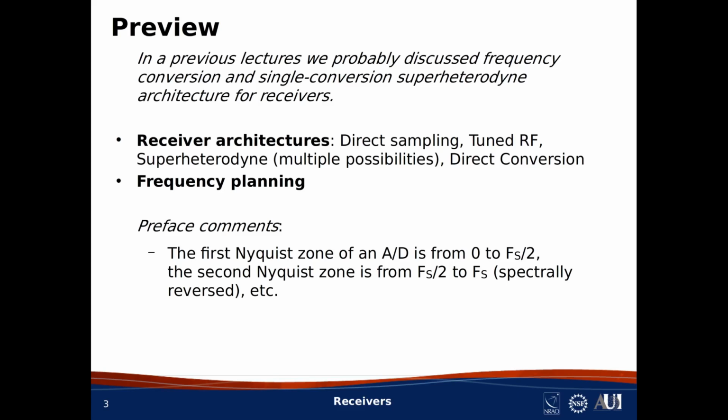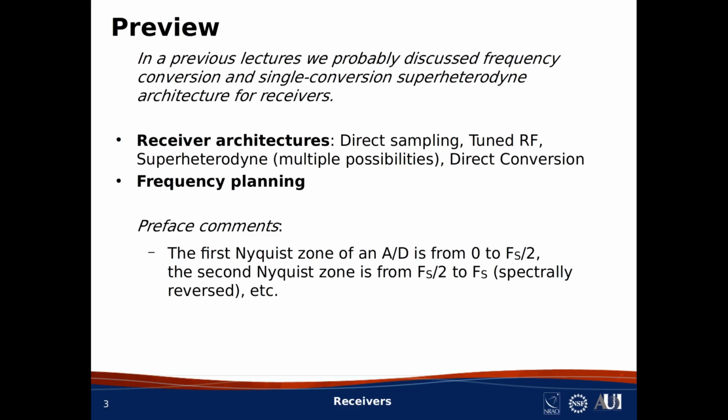I will frequently refer to the term Nyquist zone, the Nyquist zone of an A to D. All you need to know about Nyquist zones is this. The first Nyquist zone of an A to D is from 0 Hz to 1/2 of the sampling rate, f sub s. That's the range of frequencies over which an A to D can sample a signal without aliasing. The second Nyquist zone of an A to D is from 1/2 times the sample rate to 1 times the sample rate. That is fs divided by 2 to fs.